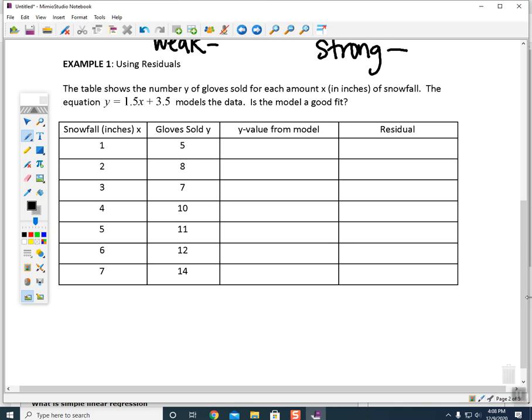So I have my snowfall in inches first. Then I have the gloves sold. This is my actual amount. Then I would have my y value from my model. That's my estimate. And then the last one is my residual, which if you remember is my actual minus my estimate. Okay, we're just going to work through this table.